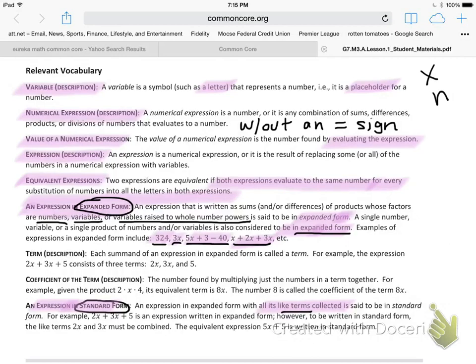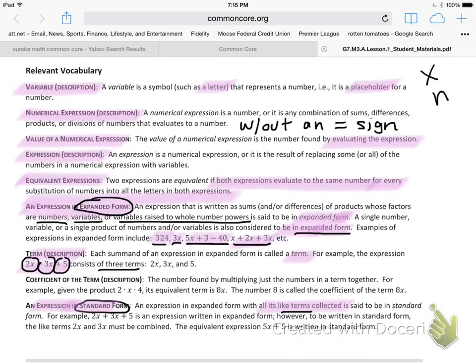Term is right over here. Each summand of an expression in expanded form is called a term. For example, the expression 2x plus 3x plus 5 right here consists of 3 terms, which are this one, this one, and this one. So those are terms.